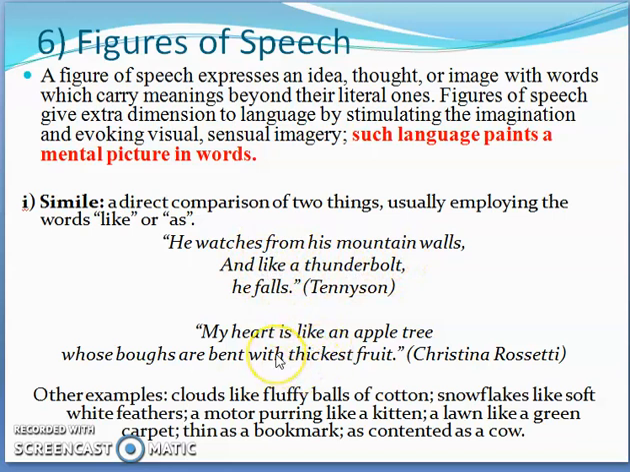In the other example, in Christina Rossetti's line, my heart is like an apple tree whose boughs are bent with thickest fruit. So here again you can see my heart has been compared to an apple tree and it's a direct comparison, so the word like is used. Other common examples are clouds like fluffy balls of cotton, snowflakes like soft white feathers, a motor purring like a kitten, a lawn like a green carpet, thin as a bookmark, as contented as a cow, etc. So here you can all see that there is a direct comparison between two things.